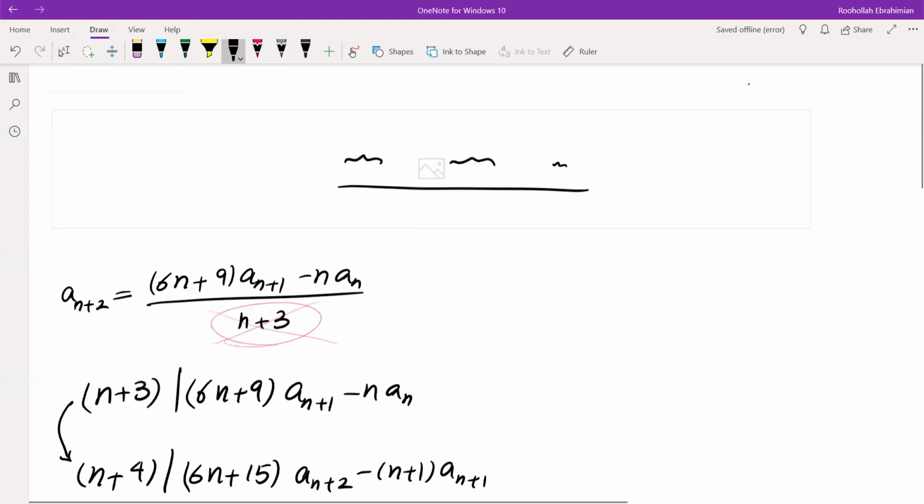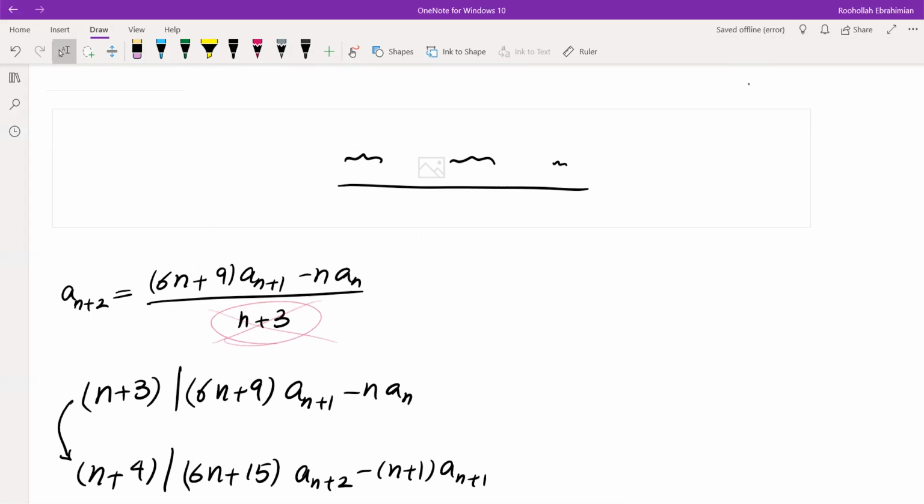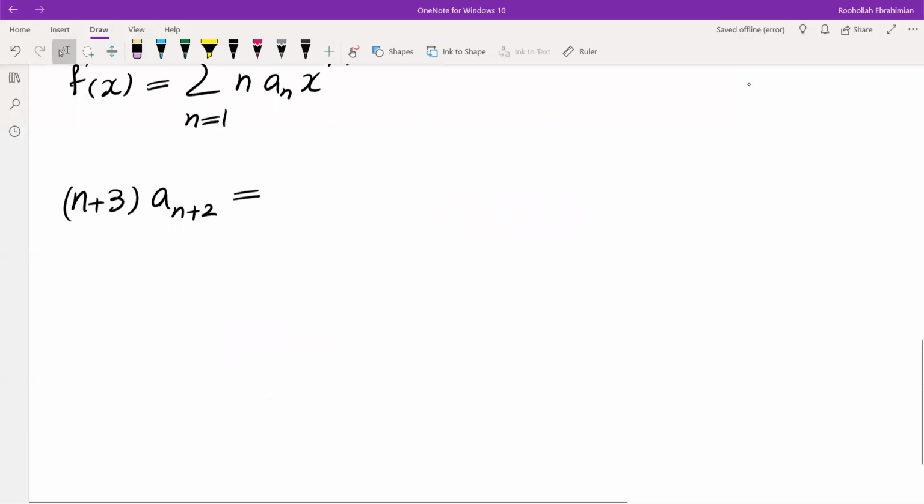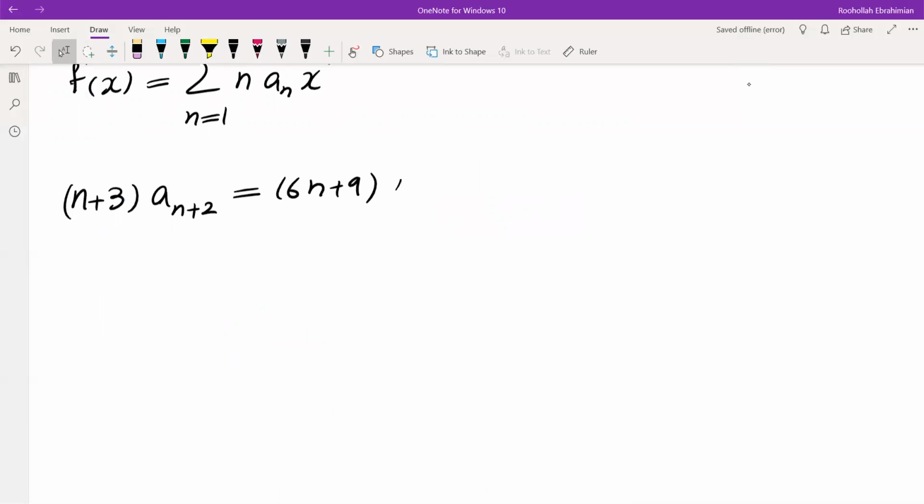So I'm going to repeat the recursion. I'm going to rewrite the recursion, multiply both sides by appropriate powers of x, and then add them up, and that gives me the generating function, that power series. So 6n plus 9 times a sub n plus 1 minus n a n, and n is greater than or equal to 0. So we will multiply by powers of x. Perhaps let's multiply both sides by x to the power of n plus 2.